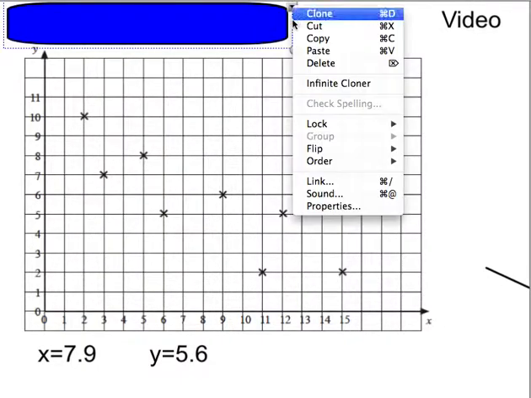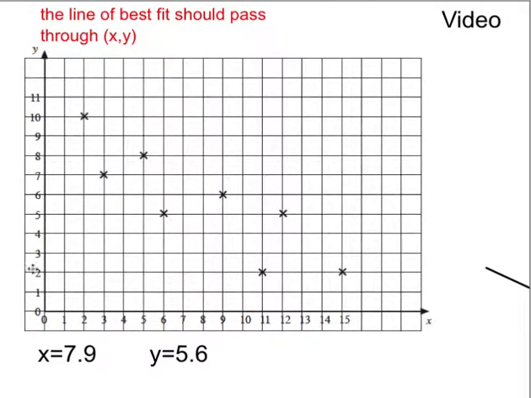So if we look at this example, and again remembering that the line of best fit should pass through x bar, y bar, I just happen to have calculated beforehand for this set of data x bar, y bar. x bar is 7.9, y bar is 5.6, so somewhere like this would be the point. So I have to add an extra point to make sure that I can put my line through it. And then finally, we just take our ruler and try to draw a line of best fit.